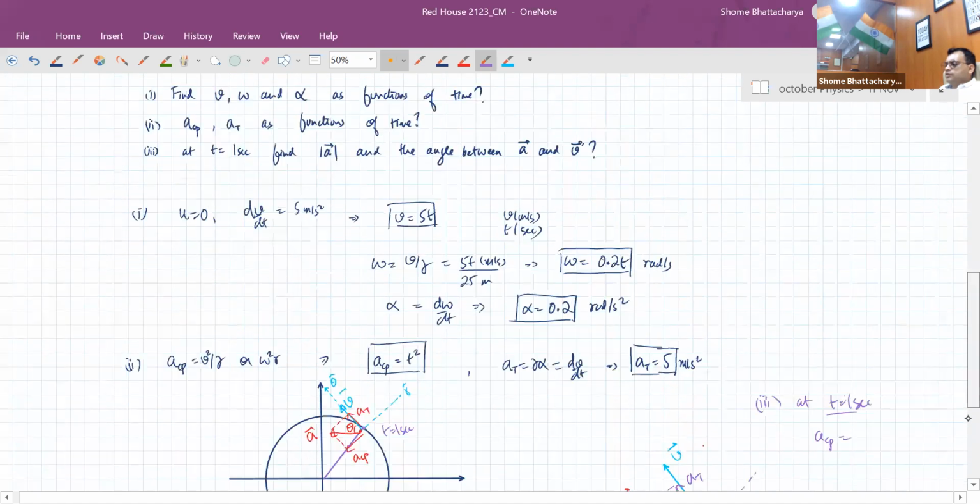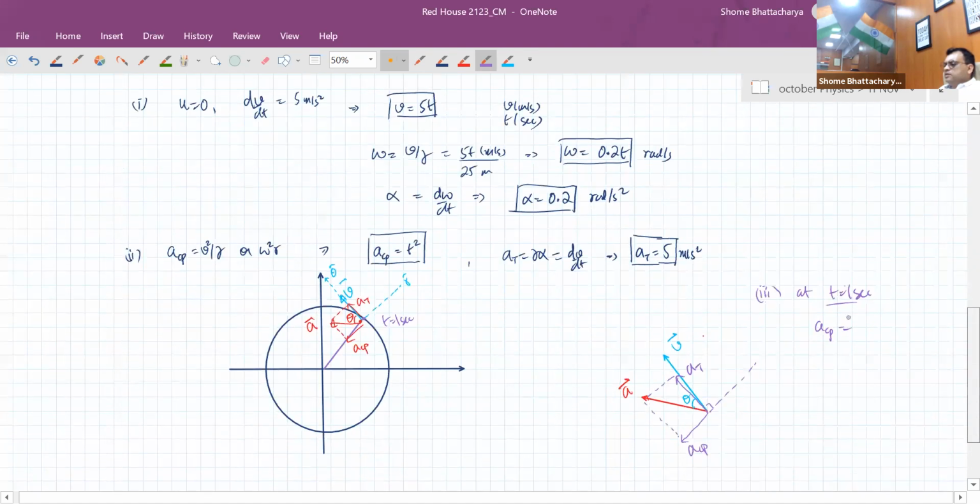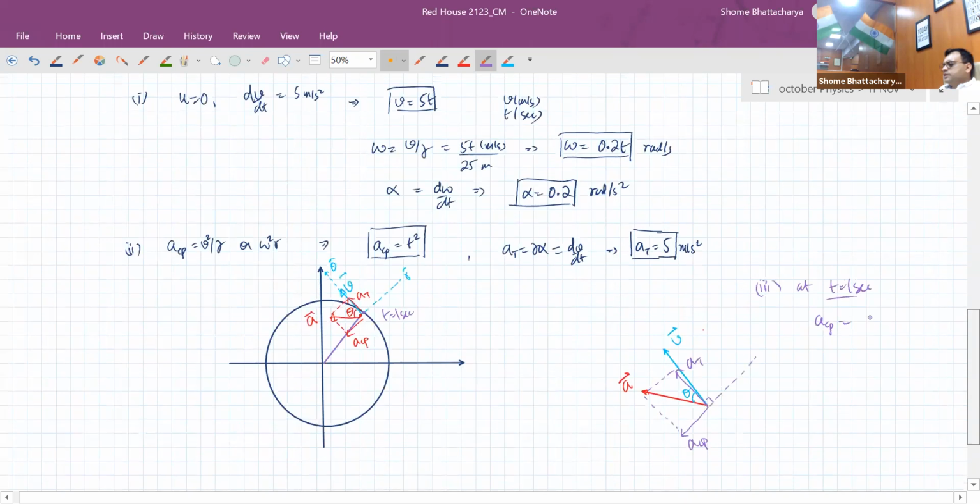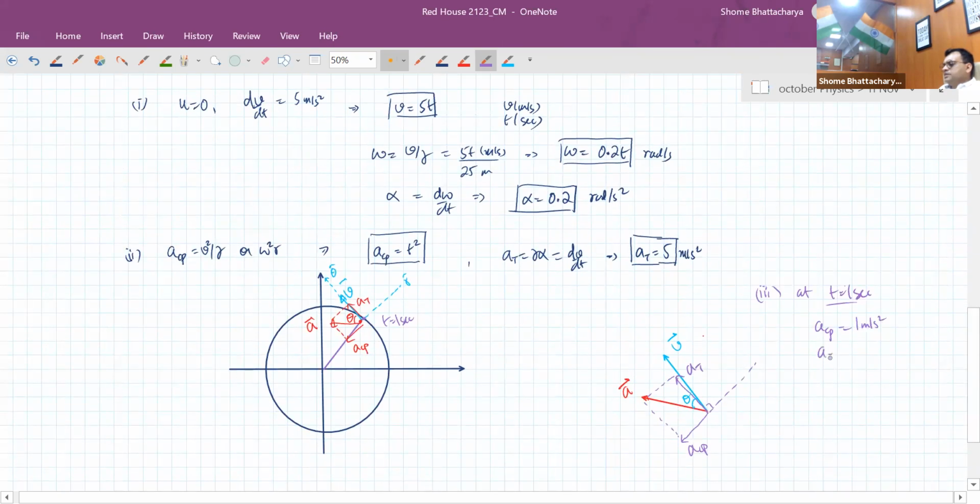No, t equal to 1 second. Okay. So at t equal to 1 second, the centripetal acceleration is 1 meter per second square, and the tangential acceleration is uniform at 5 meters per second square. So the net acceleration's magnitude will become square root of centripetal square plus tangential square. So in this case, that will become root 26, or very close to 5.